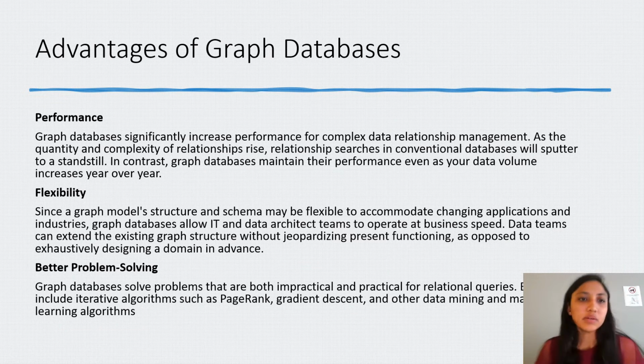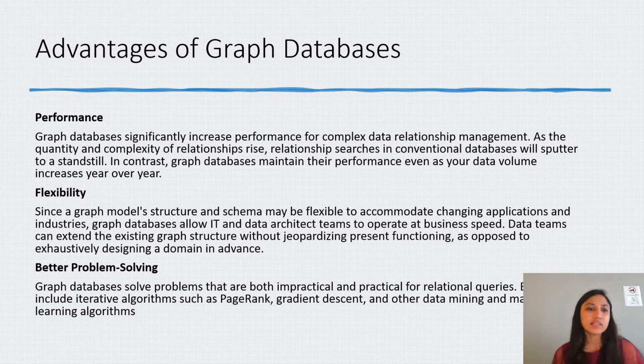Now we are talking about the advantages of graph databases. The first one is performance. Graph databases significantly increase performance for complex data relationship management. As the quantity and complexity of relationships rise, relationship searches in a conventional database will sputter to a standstill. In contrast, graph databases maintain their performance even as your data volume increases year to year.